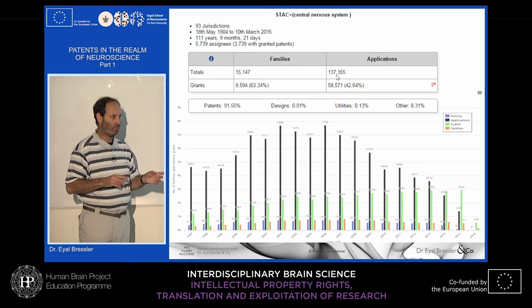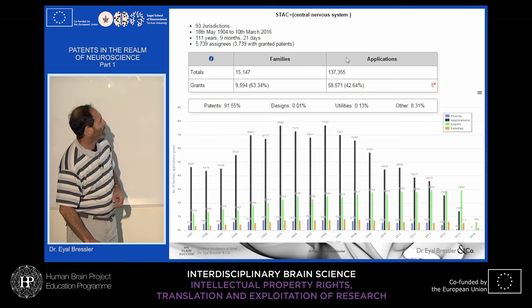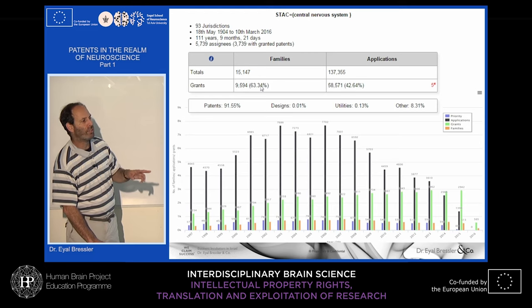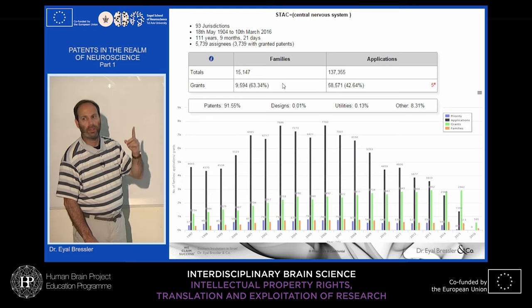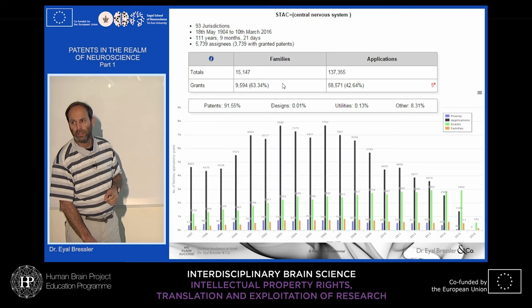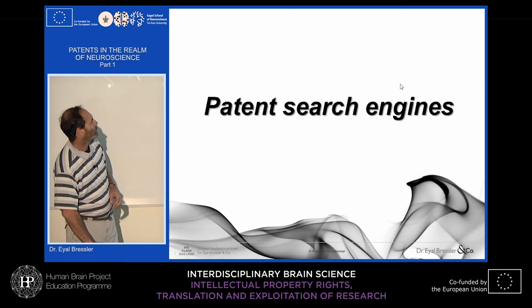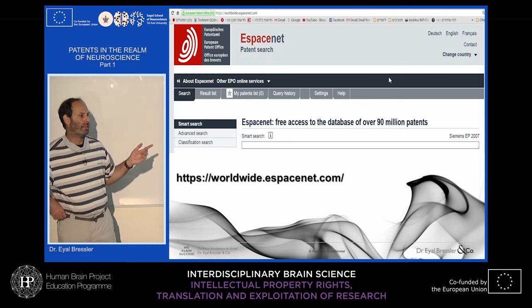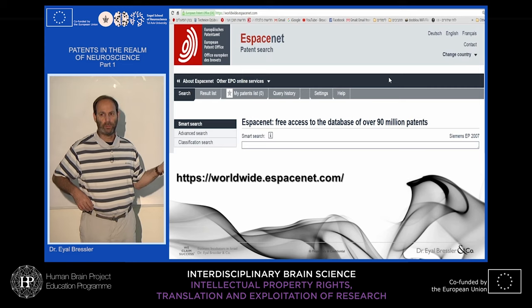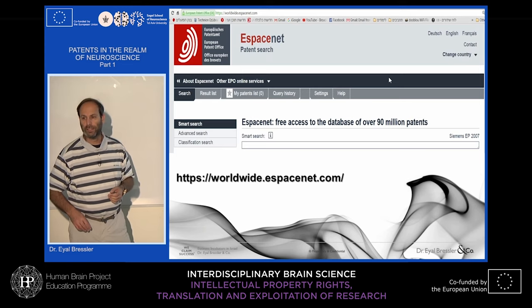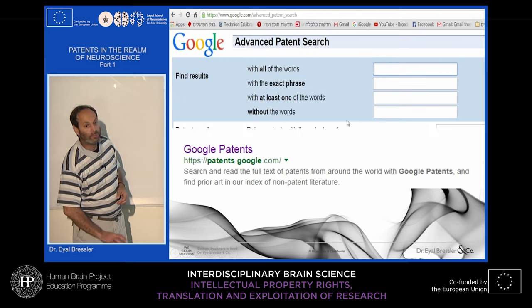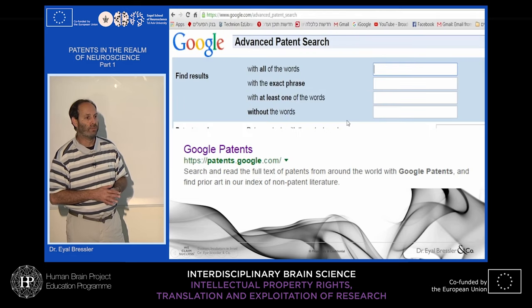Do you understand me? Say it again? Okay. You can see also that about half of the patents were granted in the end. If you file two applications, you have a very good chance that one of them will be granted in the end. Okay? This is the way to read the search. So you can use your own searches. This is the search engine of the European community, EPO. We call it Espacenet. This is a very good engine. Another very good engine is Google Patents. Very, very good engine.